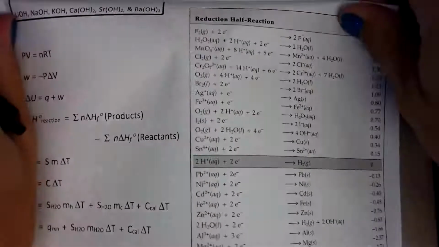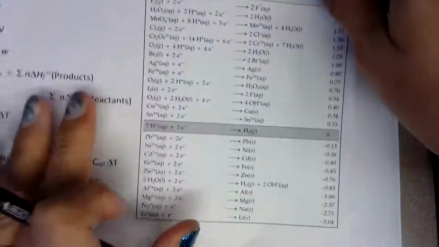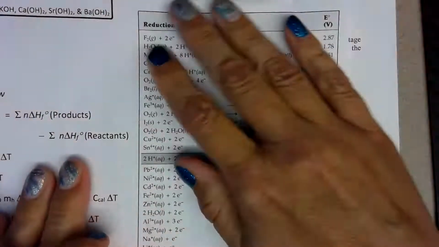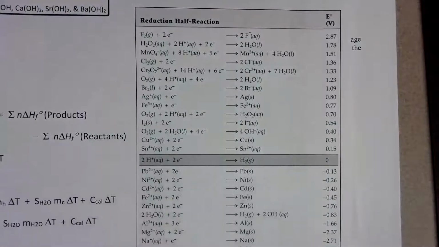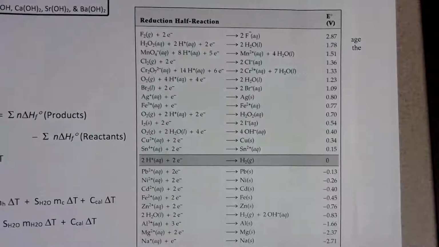The reduction half reaction chart will be given to you. And notice these are all written as reduction half reactions. For a cell to work, you need one that is a reduction reaction written the way it is here, and one that is an oxidation reaction that is flipped to be the reverse, right? A reaction that liberates electrons.